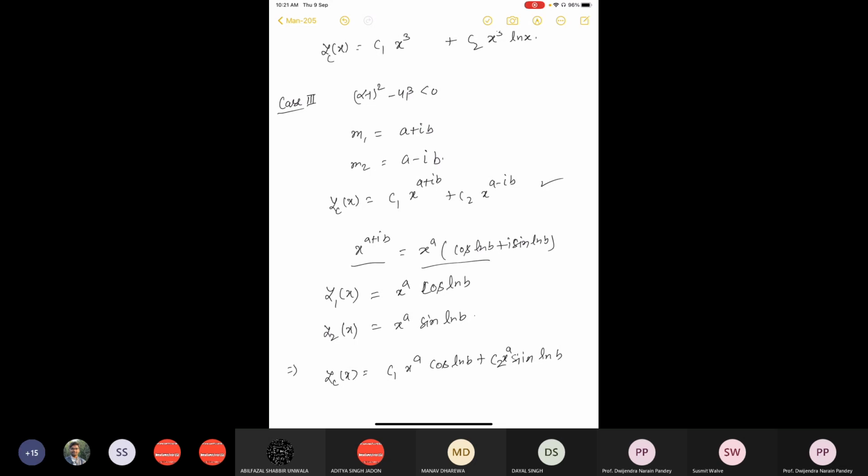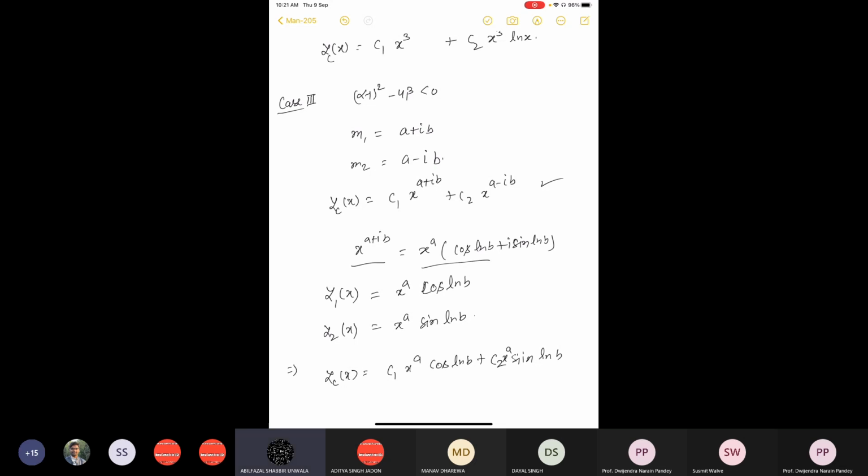Is it okay here? Yes. There's a small problem here, I think. Yes, sir. How? Cos ln b and without the cos of x?